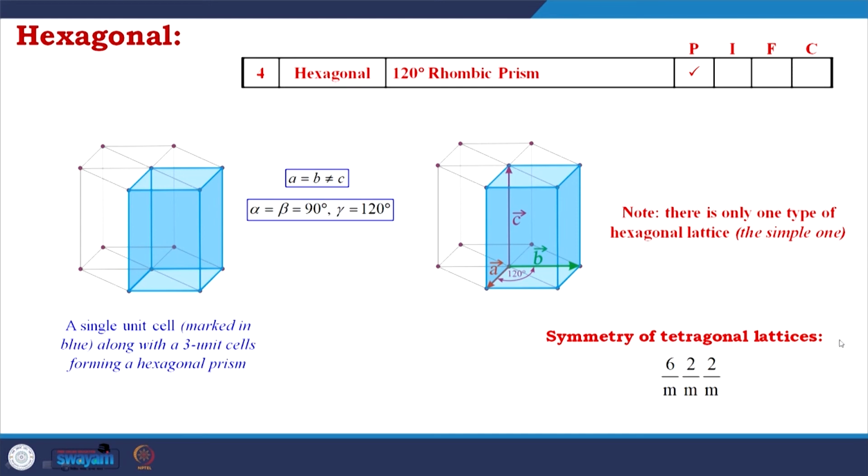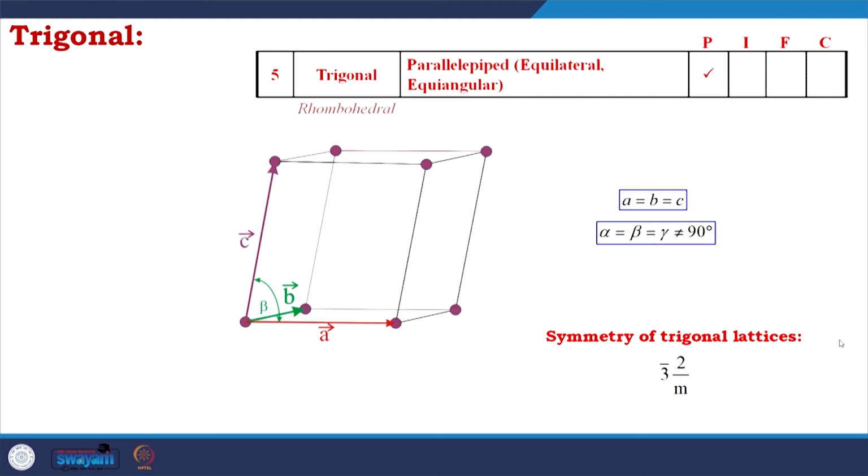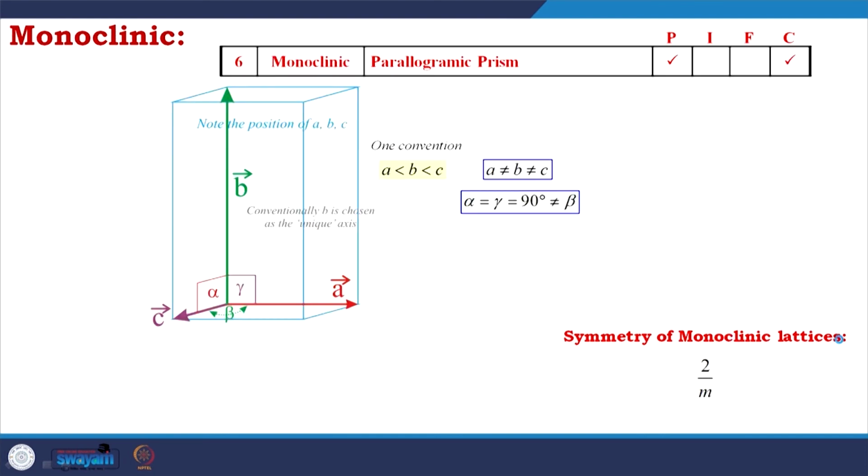The symmetry 6/m 2/m 2/m. Trigonal, which could also be called rhombohedral, has only primitive again. In the case of trigonal, a equal to b equal to c, alpha equal to beta equal to gamma not equal to 90 degrees, symmetry 3 bar 2/m. Monoclinic, primitive and C centered.